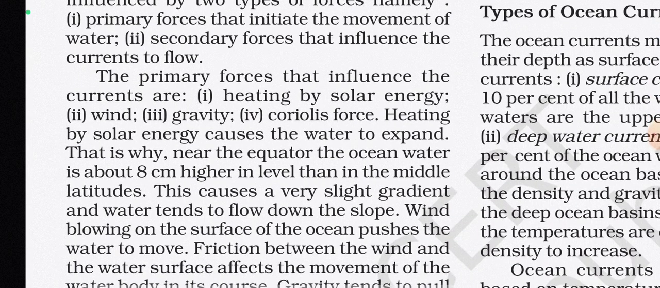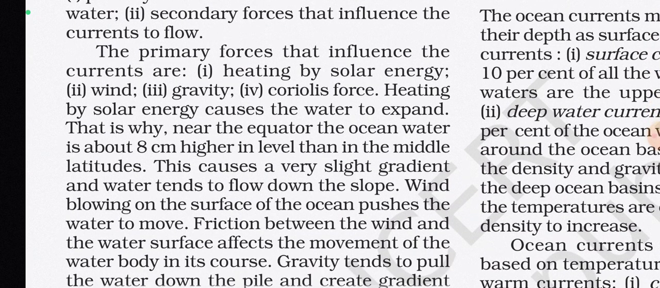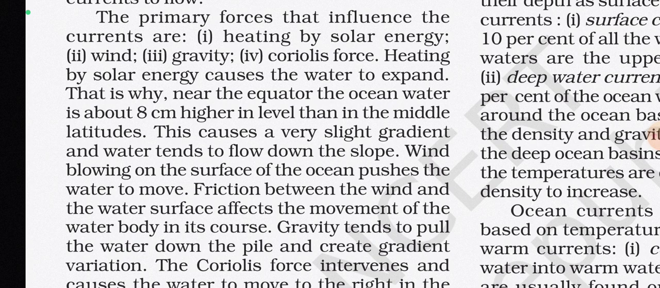The primary forces that influence the currents are heating by solar energy, wind, gravity, Coriolis force. Heating by solar energy causes the water to expand. This is why near the equator the ocean water is about 8 cm higher in level than in the middle latitudes. This causes a very slight gradient and water tends to flow down the slope.